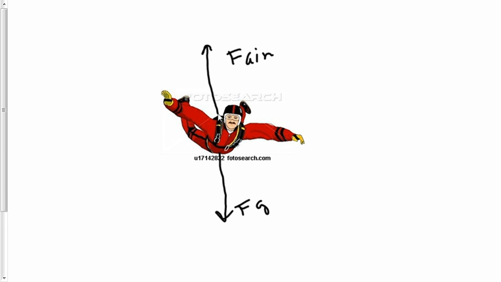Let's put some values in for the skydiver. Let's say he is 65 kilograms in mass, and he has an air resistance force acting on him at this instant of 40 newtons. In this case, we see the forces are not balanced. Force net would equal force of air minus force of gravity.